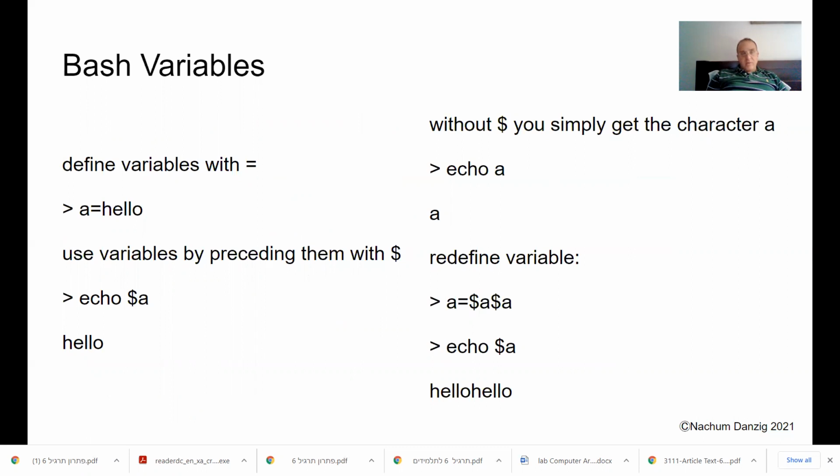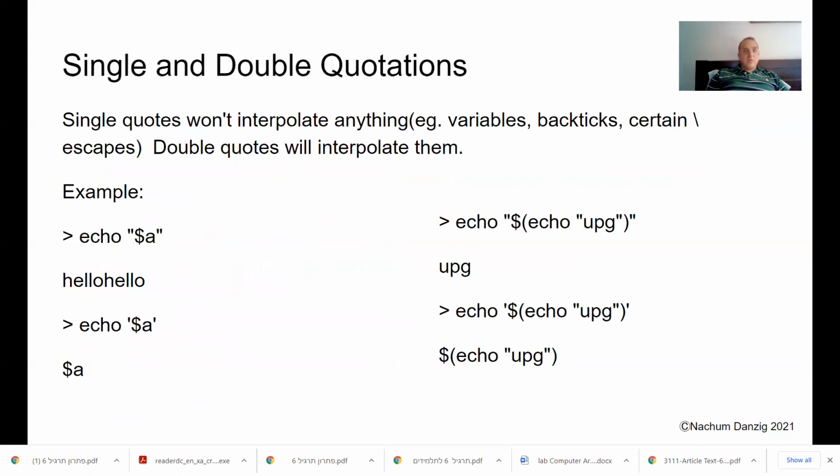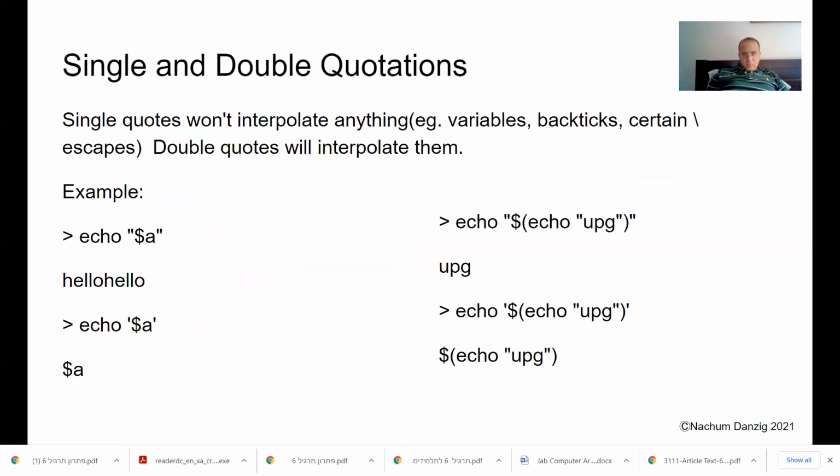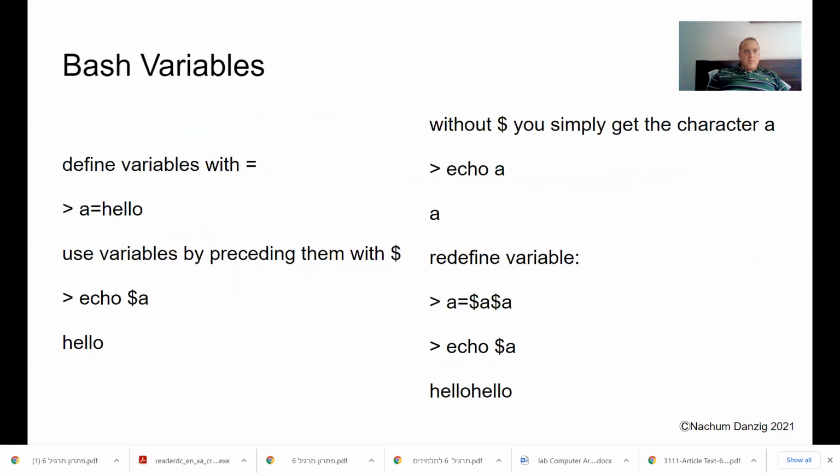We have bash variables. And we say like A equals hello. Remember, no spaces here. Then echo A again, hello. Echo A again. A equals dollar A, L. In other words, I can redefine a variable using the previous variable.